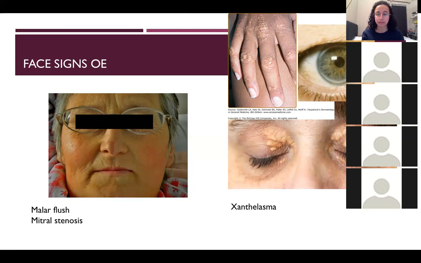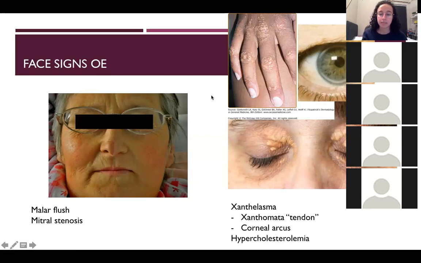Yes, cholesterol deposits. Well done. And these are other pictures of cholesterol deposits elsewhere in the body. Do you know what it's called if it's on your hands? Don't worry about the spelling, I know it's a bit of a weird one to spell. On your hands, it's xanthomata. Well done. And in your eye, that's a corneal arcus. Well done. So they all indicate hypercholesterolemia.